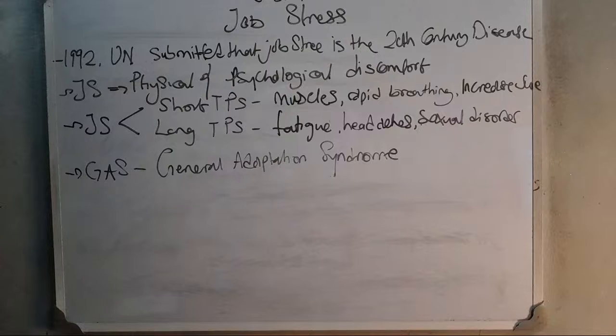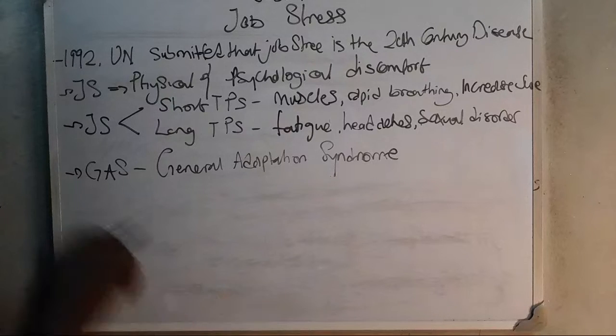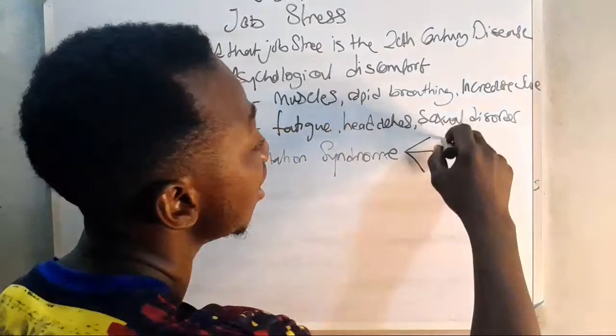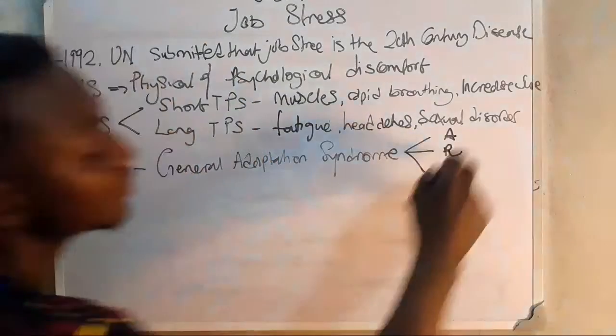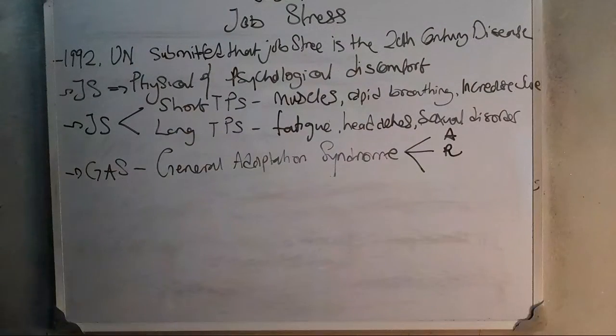Now let's take, according to GAS, there are 3 stages an individual encounters under stressful conditions. First, we have the alarm stage, the resistance stage, and the exhaustion stage. So 3 stages: 1, 2, 3. Alarm, resistance, and you are exhausted. Exhaustion.